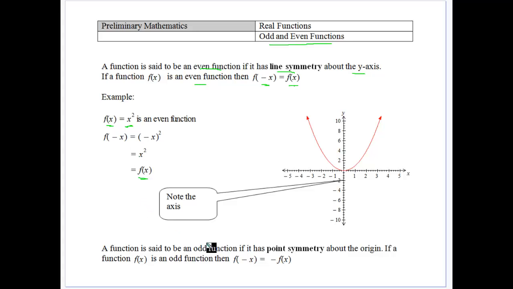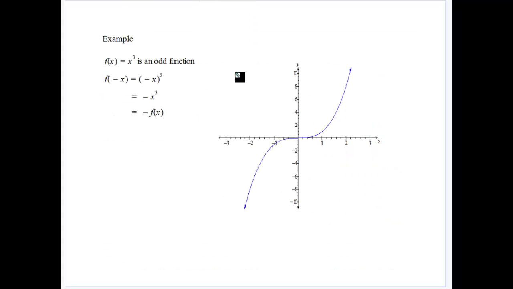Now, the other one we want to start to look at is when we have an odd function. An odd function has point symmetry. So what does point symmetry mean? Point symmetry means that it will rotate around the origin and be exactly the same. So if we can rotate it 180 degrees and have exactly the same function, then it will be odd. Basically, you can take your computer screen, turn it upside down, and see the same graph.